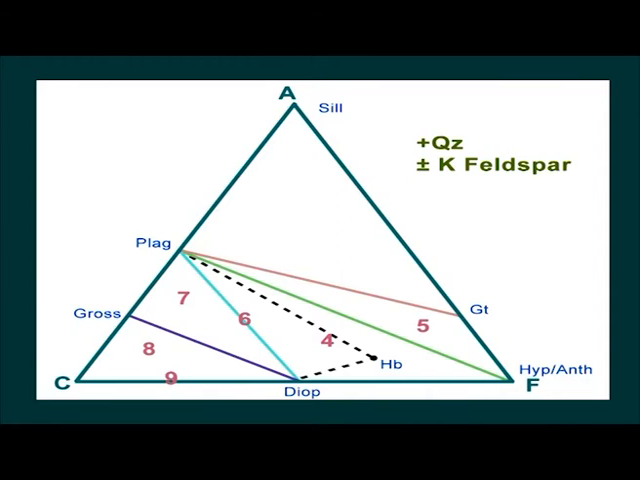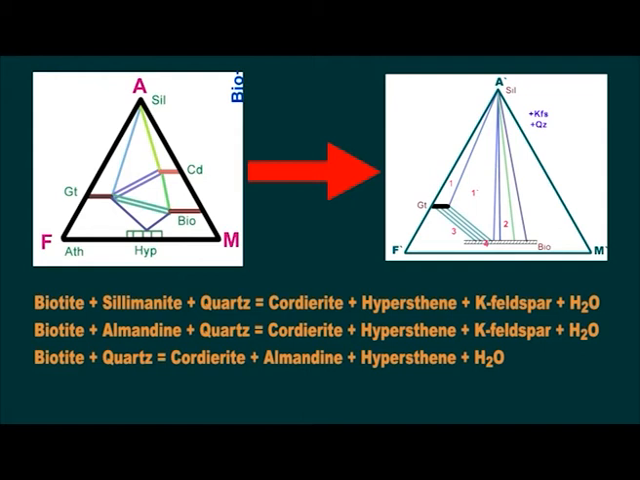The reactions are: biotite plus sillimanite plus quartz give rise to cordierite plus hypersthene plus potash feldspar plus water. Another reaction is biotite plus almandine plus quartz give rise to cordierite plus hypersthene plus potash feldspar plus water. Biotite plus quartz give rise to cordierite plus almandine plus hypersthene plus water.